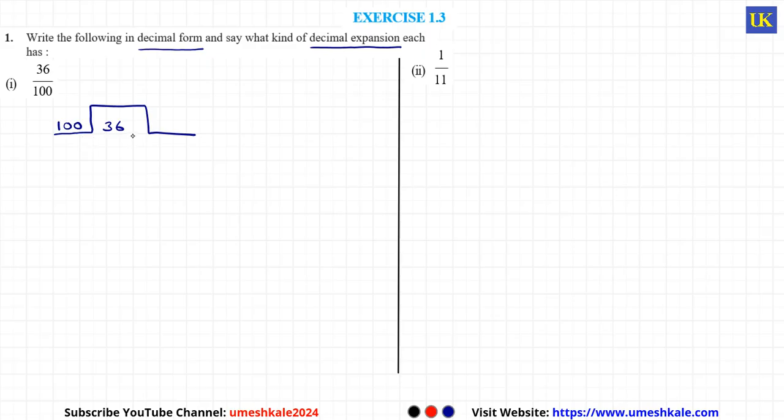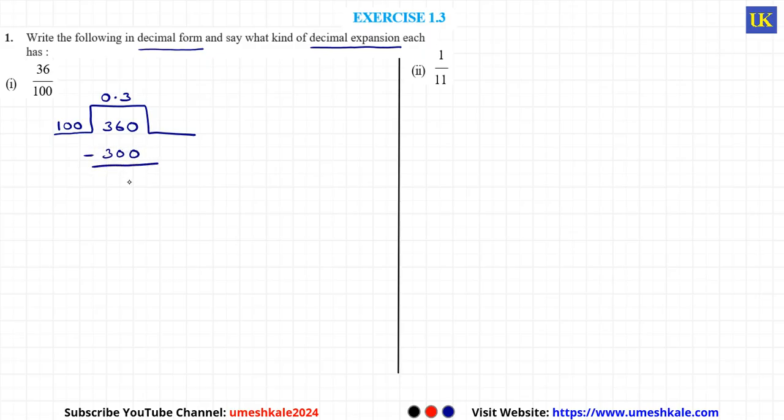So what we need to do is make this number a little bigger so that we can divide this with 100. To make it bigger, we need a zero here. If we want a zero here, then we need to take a decimal in the quotient. Then we can go ahead and add a zero here. Now we can divide it with 100. So 100 threes are 300, right?